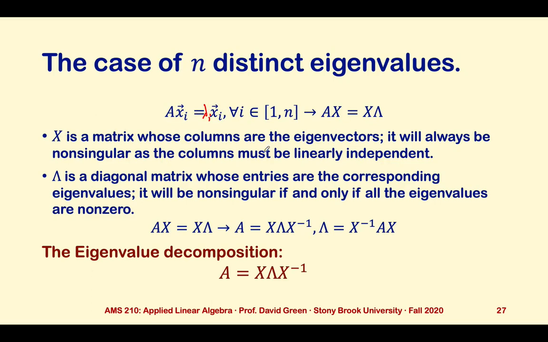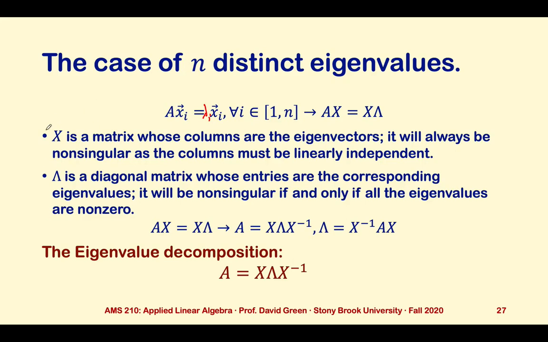X is a matrix whose columns are the eigenvectors. We know that there have to be n of those, and we know that they have to be linearly independent. We have a square matrix with linearly independent columns. X is always non-singular. Lambda is a diagonal matrix whose entries are corresponding eigenvalues. It won't always be non-singular. It will be non-singular only if all of the eigenvalues are non-zero. If any of the eigenvalues are 0, then there's a diagonal entry with 0, and lambda will be singular.